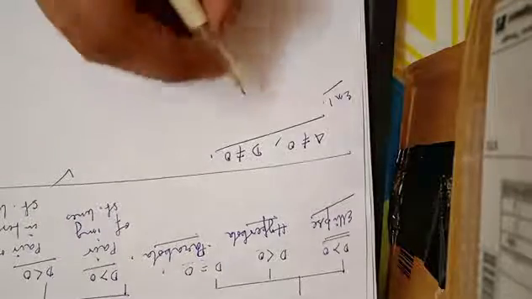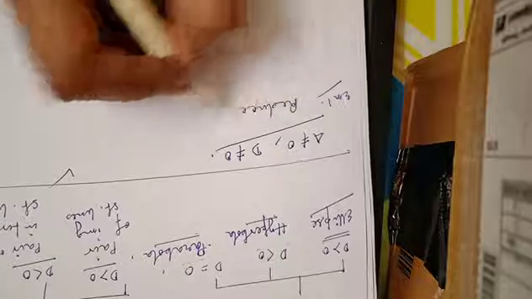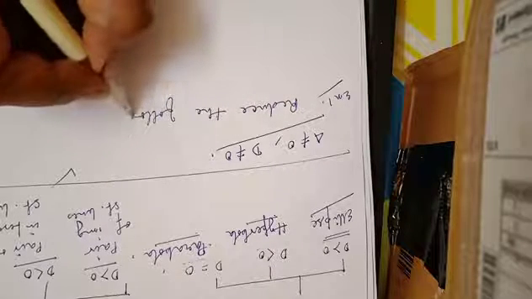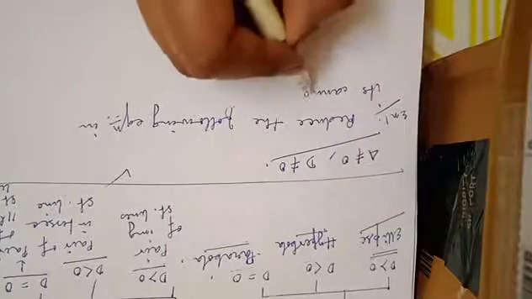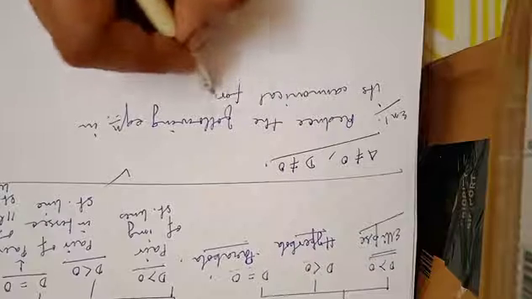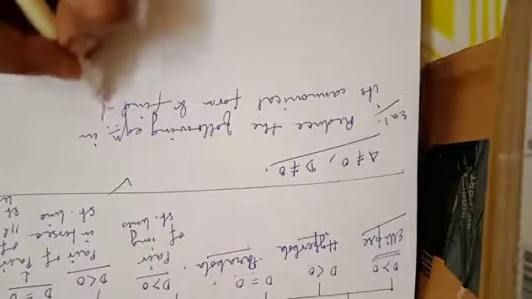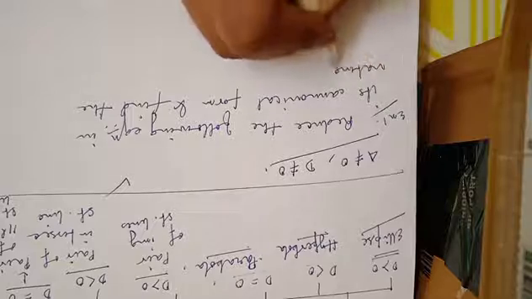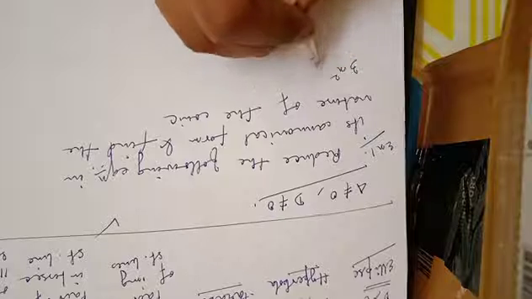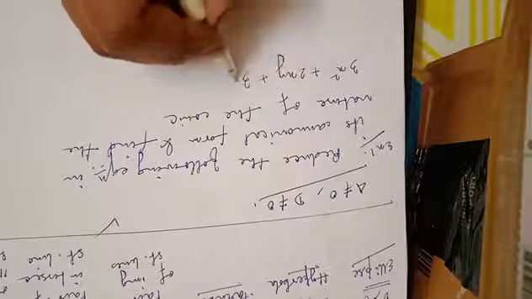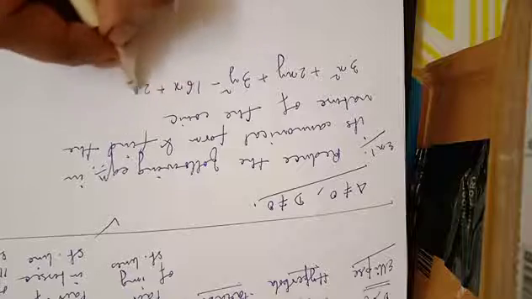Example 1. Reduce the following equation in its canonical form and find the nature of the conic. And the conic is 3x square plus 2xy plus 3y square minus 16x plus 20 equals to 0. Okay, so this is our given equation.